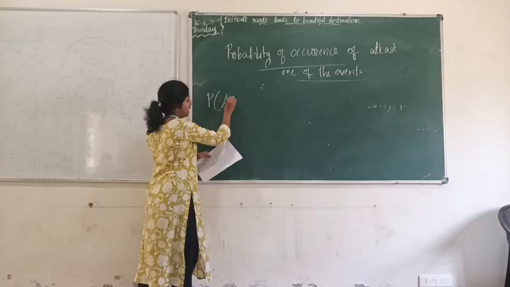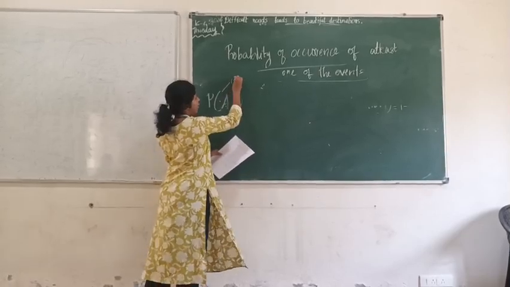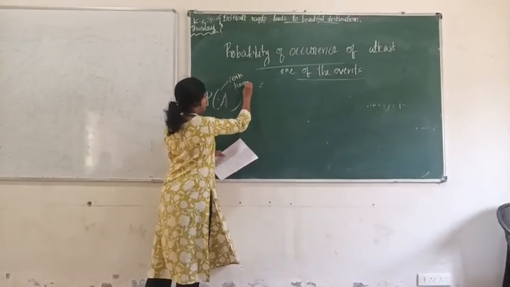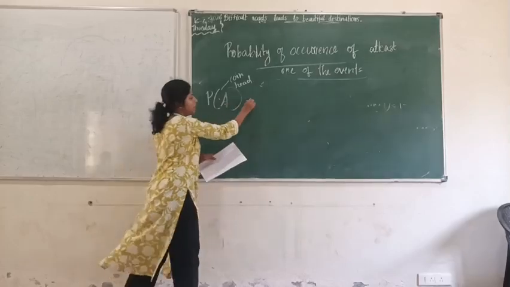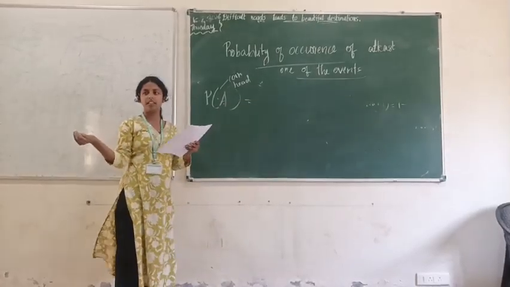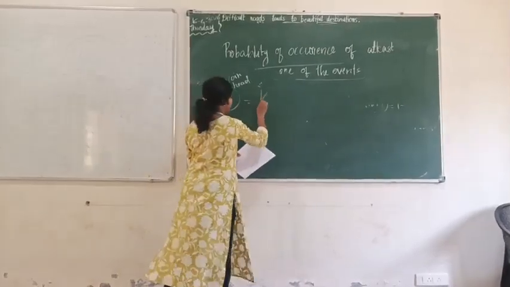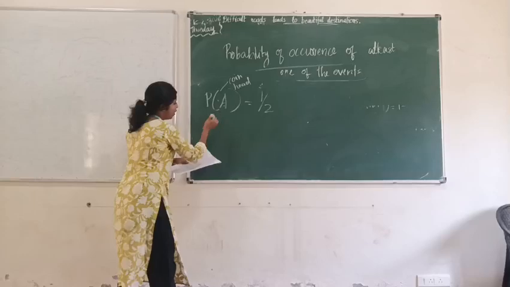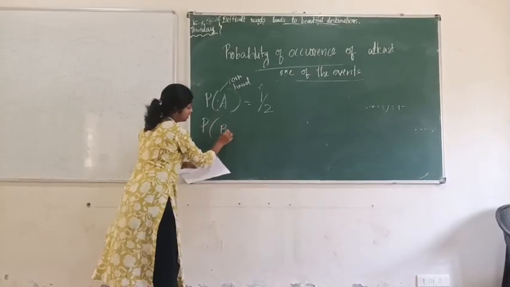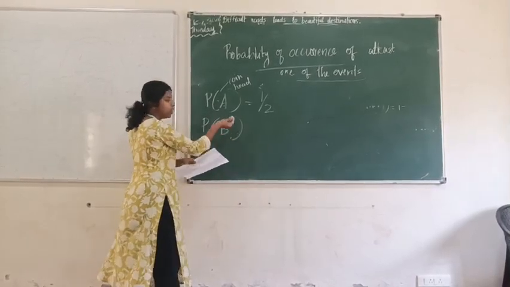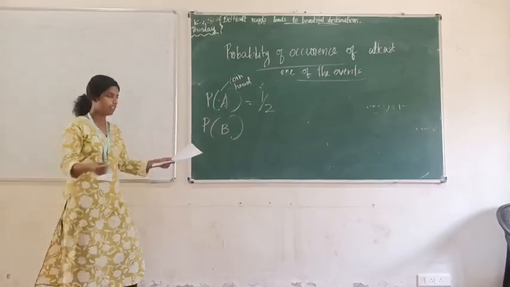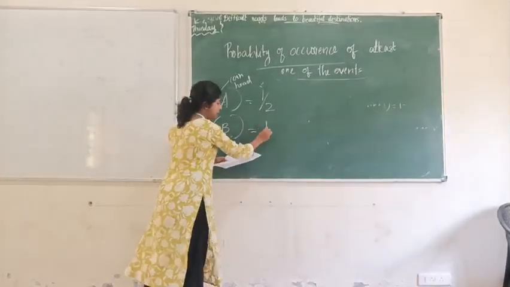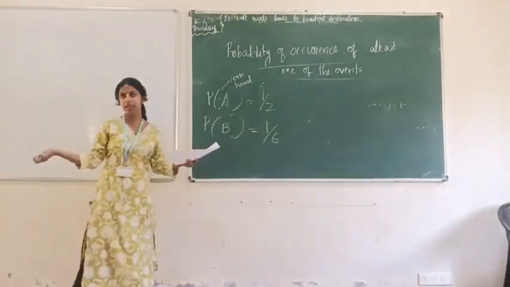So what will be the probability? Probability of A, where A we can take as the coin getting a head. The probability of getting a head will be how much? 1 by 2. And the probability of getting the number 6: B we can denote as getting the number 6. So that will be 1 by 6.